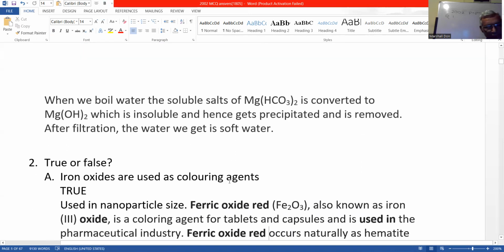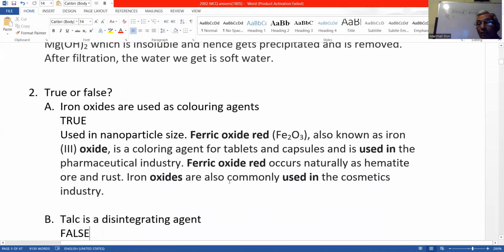So when you go to question number 2, it is again a true or false question. Iron oxides are used as coloring agents. Yes, iron oxides are used as coloring agents, but only ferric oxides. Remember, ferrous means Fe2 plus, ferric means Fe3 plus.